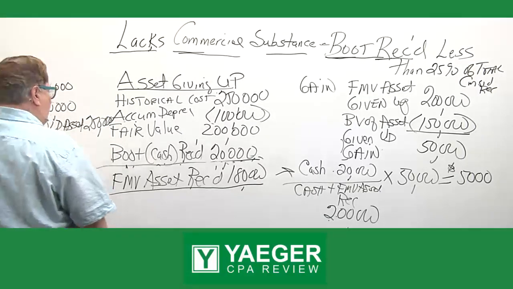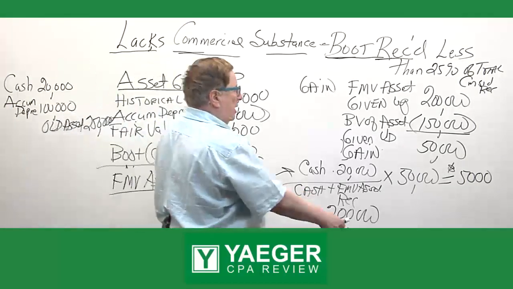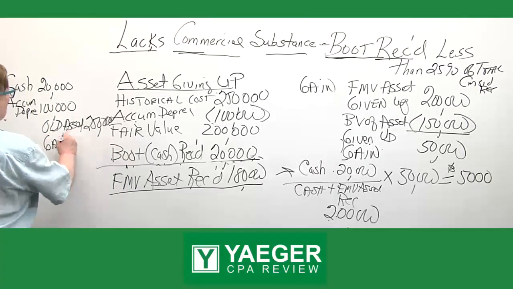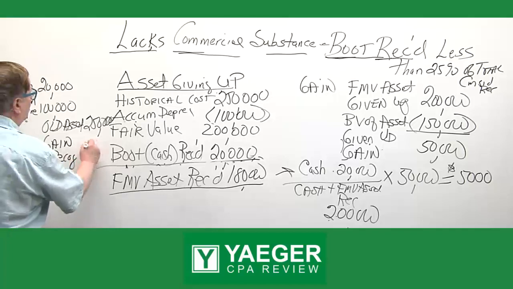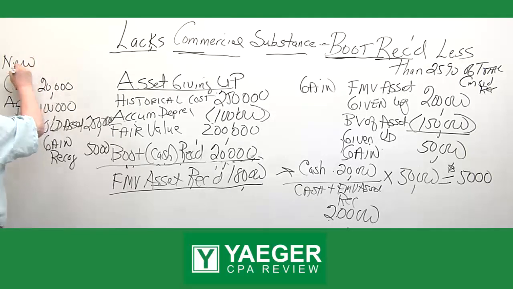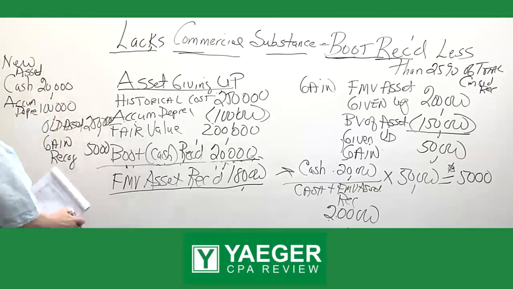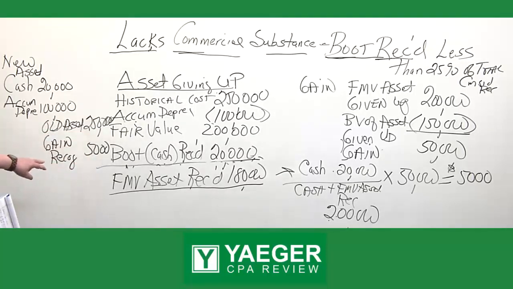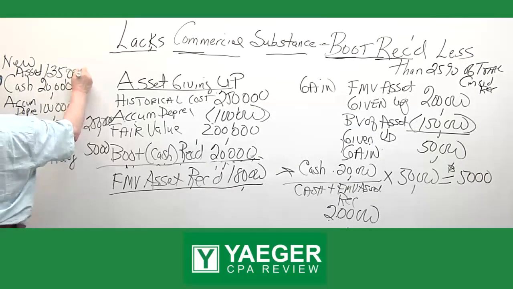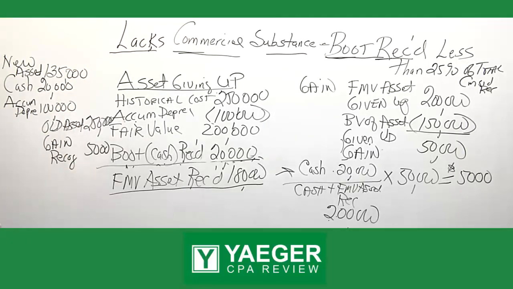And we have here a gain recognized of 5,000. We'll record gain recognized of 5,000. And now, whatever we need to plug this entry is our new asset. So what do we have here? We have $255,000 in credits, $120,000 in debits. To make this entry balance, 255 minus 120 will give you a new asset balance of $135,000. Okay, there's the plug.